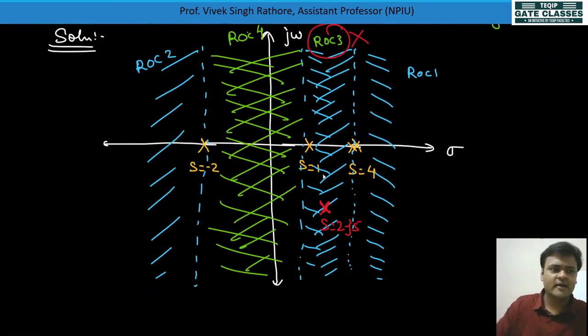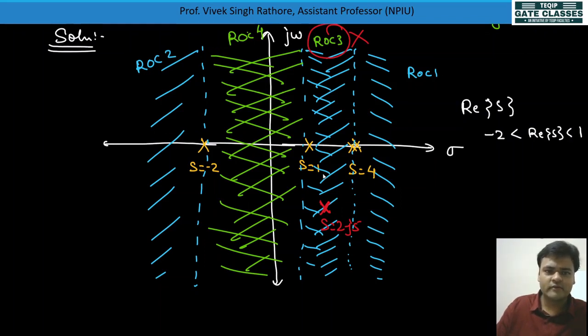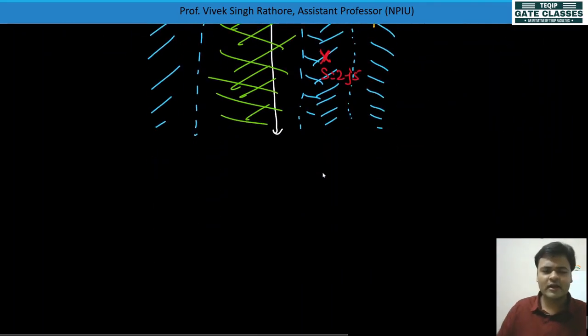It means that this ROC will be real part of s, which will be greater than minus 2 and less than 1. This is the final ROC for this inverse Laplace transform. So we can write the formula.